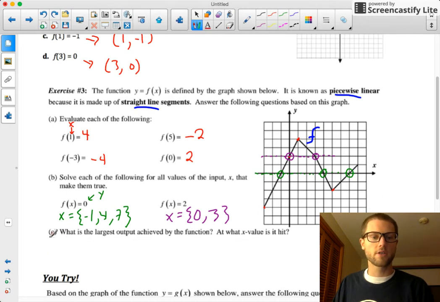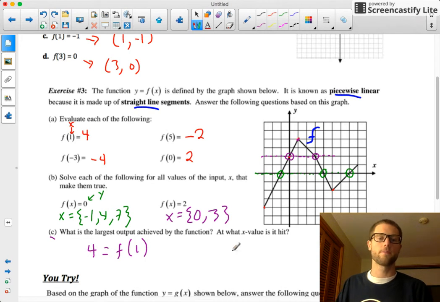So finally here for letter C, it asks what is the largest output achieved by the function? And we can see here that's kind of my maximum. There's no point, this is like the peak of the mountain. There's no point higher than right here. The largest output would be whatever the y value is. So 1, 2, 3, 4 is the largest output, and that occurs at the x value of 1. So how we would denote this is that at f of 1, I get my largest output, which is 4.